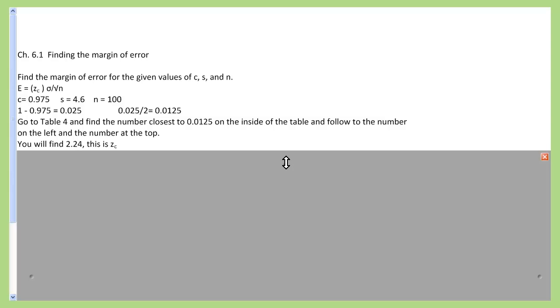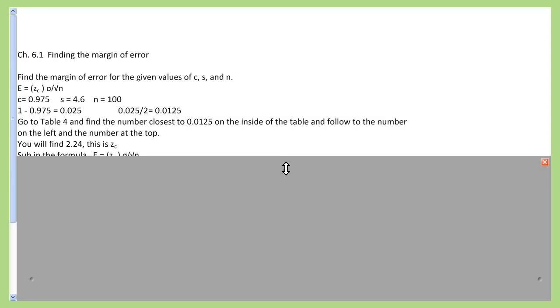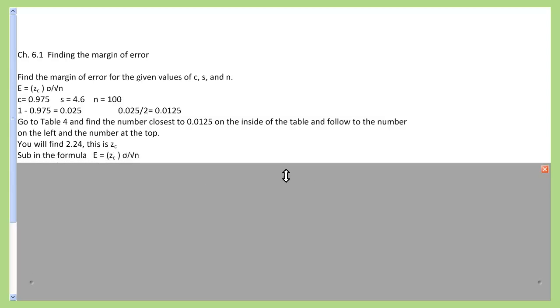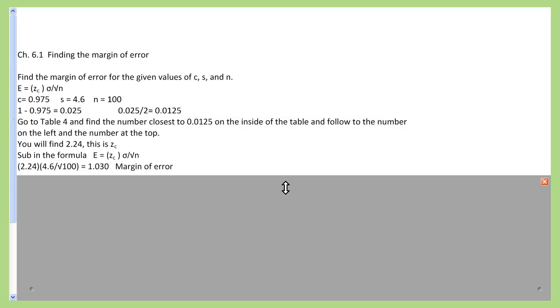That's my critical value now, so I'm going to substitute into the formula, and there's the formula again. So I have 2.24 times 4.6 divided by the square root of 100, which is 10. I'll work this out, and I'm going to get 1.03 as my margin of error.